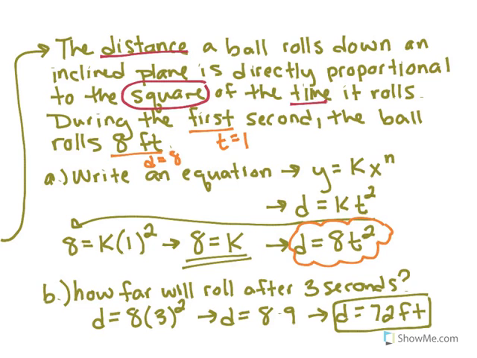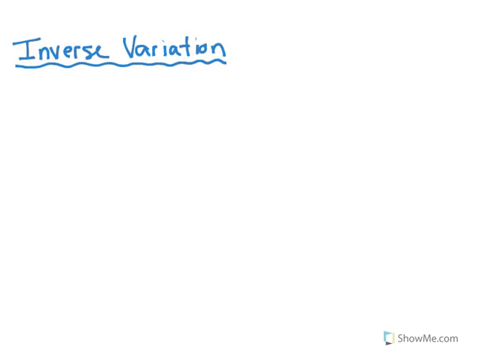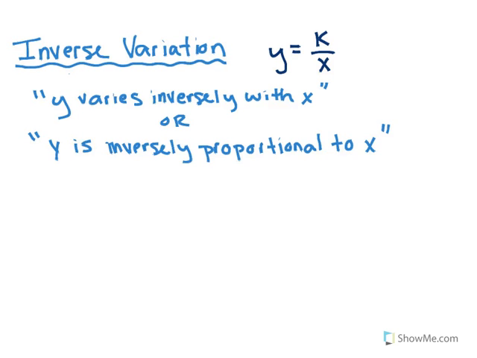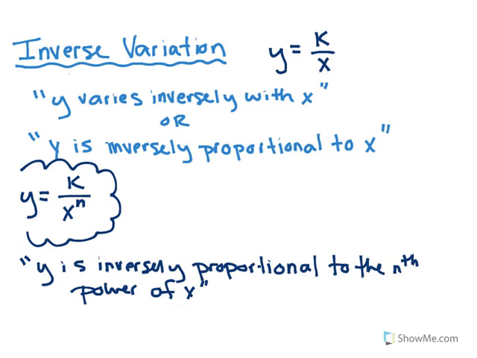So the next kind of variation that we have is something called inverse variation. And in this particular case, our general formula is y equals k over x. So instead of them being multiplied, they're being divided. That's why it's called inverse. And the way that you can say this is that y varies inversely with x, or that y is inversely proportional to x. And just like direct variation, we can actually see this as a power as well. In other words, that y is inversely proportional to the nth power of x.